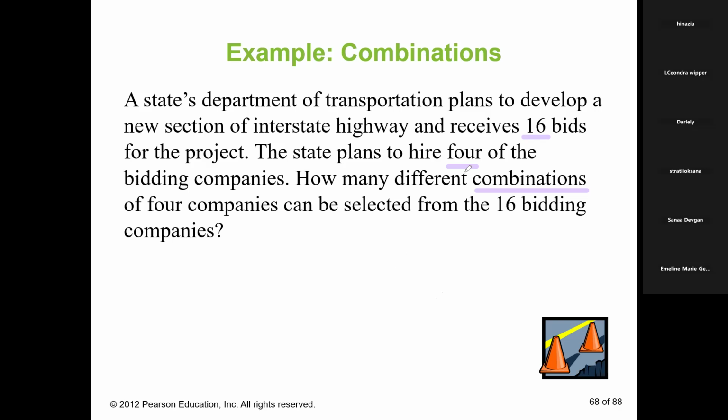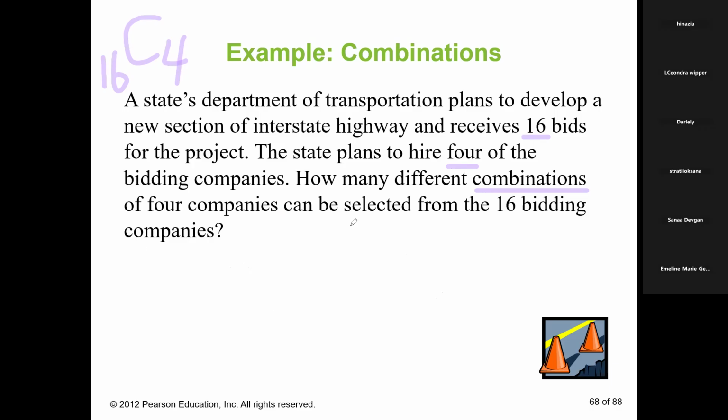So here n equals 16, r equals 4. So here that would be 16C4. Okay? So 16C4. I use the combination, not permutation here. That's why they asked you here. They said, how many different combinations of 4 companies can be selected from the 16 million companies?